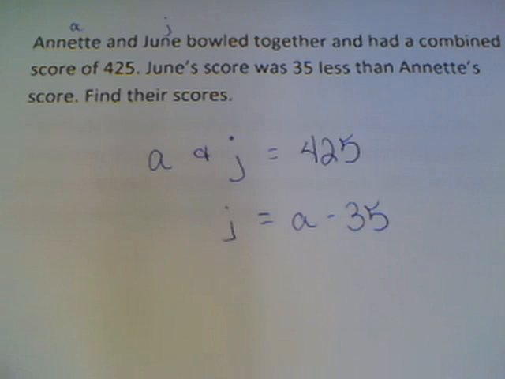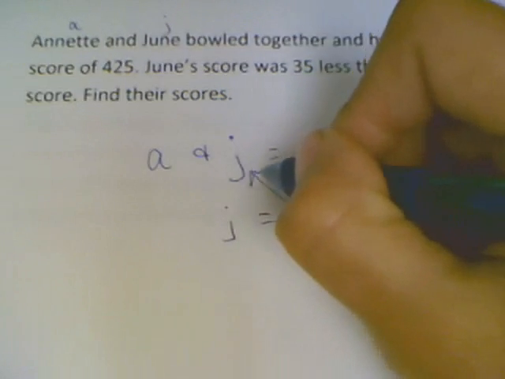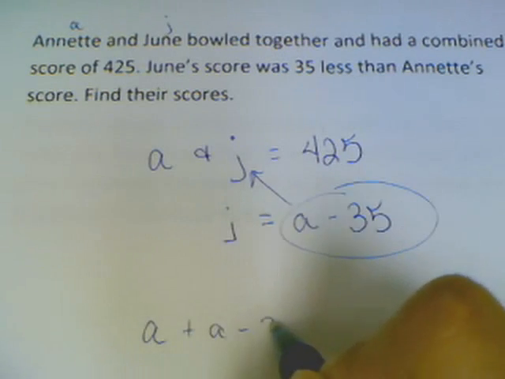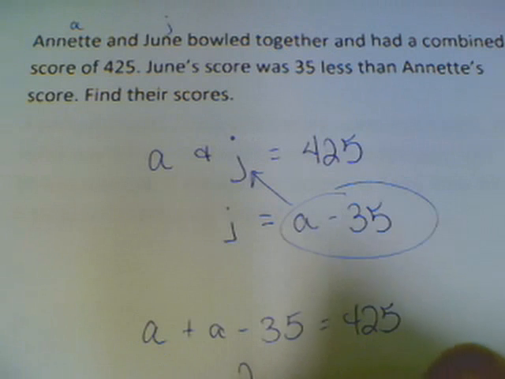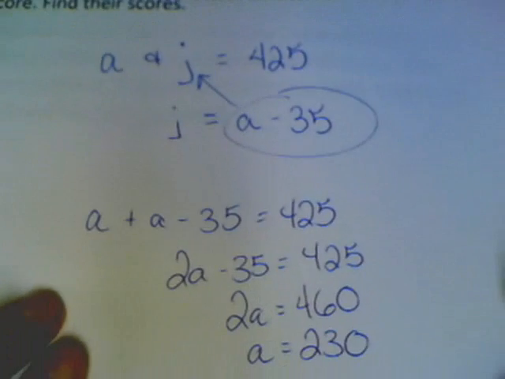This would be a good problem to solve using substitution. I'm going to substitute this in for that J. So A plus A minus 35 equals 420. 2A minus 35 equals 425. 2A will be 460, so A must be 230.